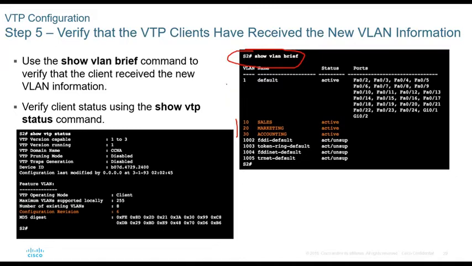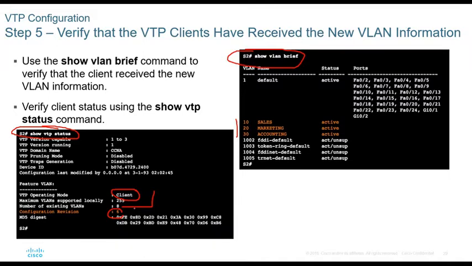Again, when you try to verify what VTP status is being run on that particular switch, it's the same. So show VTP status. It will show you the operating mode. This time S2 is acting as client. The number of existing VLANs is 8, same as the server. And of course, the revision number also incremented.